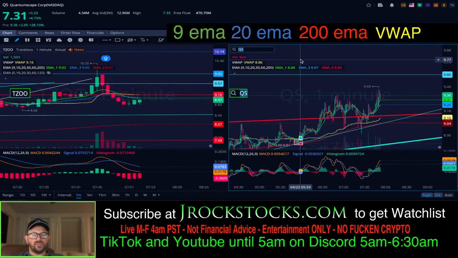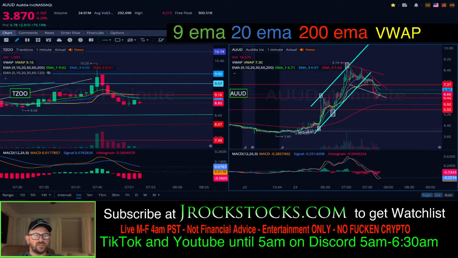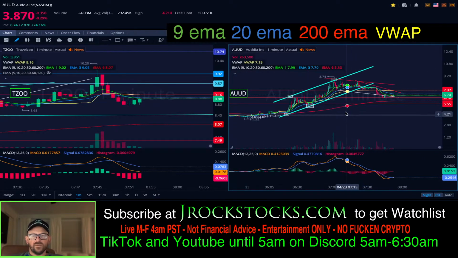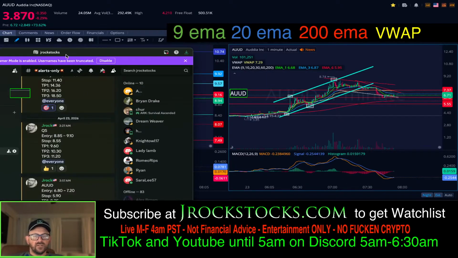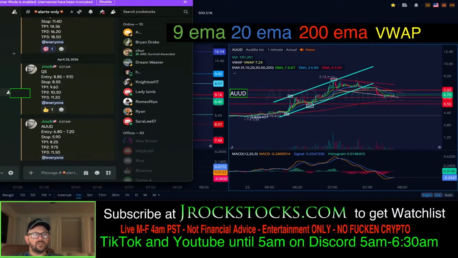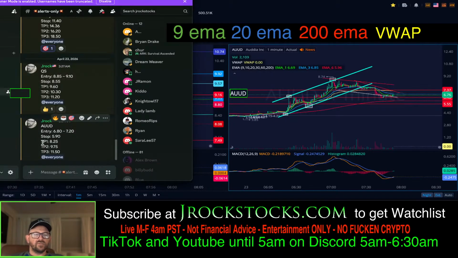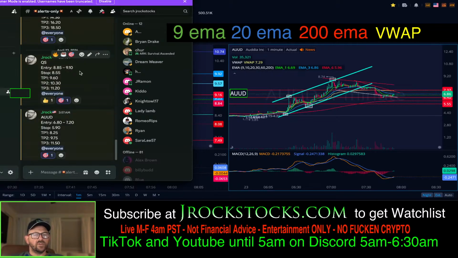Now let's put AUUD up here as well so you guys can see how that worked out. So AUUD hit 874 right here. That's the top. Now it's coming down. So here's the Discord again. There you go. Where's AUUD? Right down here, right? Well, if you caught that alert, look at AUUD. Entry 680 to 720. Stop 590. Take profit 825. Did we hit it? Yes, we did. Look at that. So that's two that I get to mark. Boom. That one hit. Boom. That one hit.